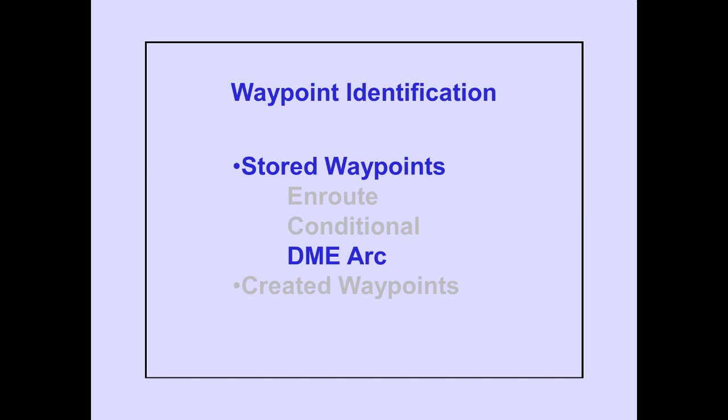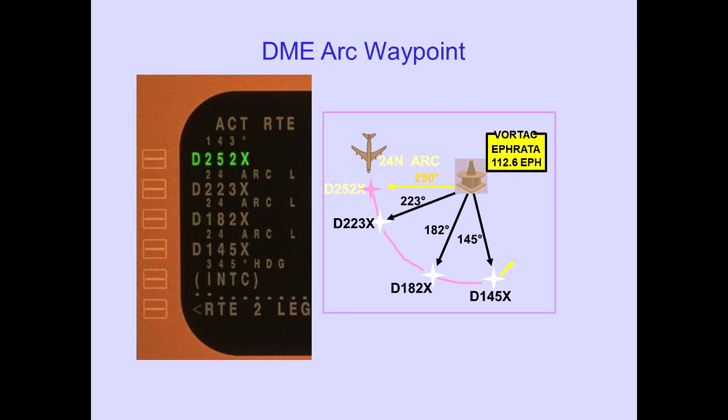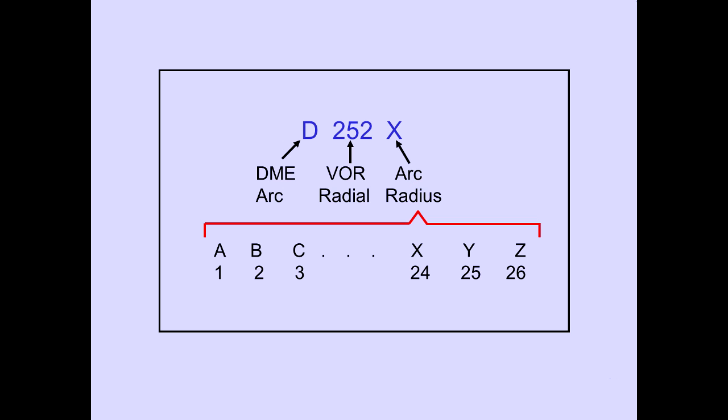Now let's look at DME Arc waypoints. Waypoints associated with published DME Arc procedures are normally identified in the nav database by a D, followed by the radial, and then a letter. E indicates a DME arc. 252 is the VOR radial. X is the distance of the DME arc radius. In this example, the letter X is 24. This is the distance of the arc from the VORTAC.